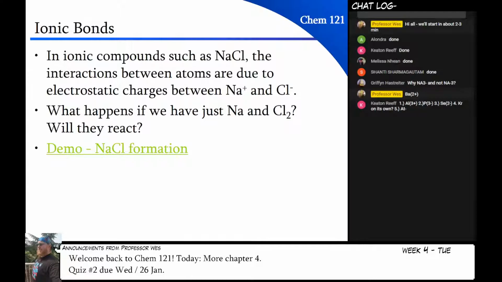And as those ions that are floating around in the gas phase slowly come together, they will make a salt crystal.